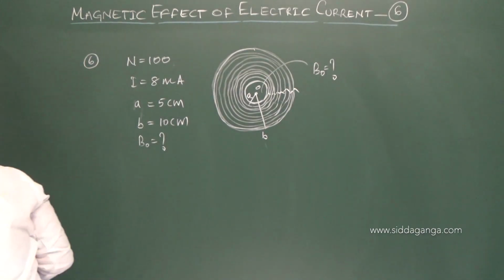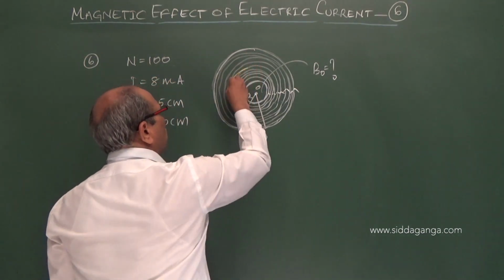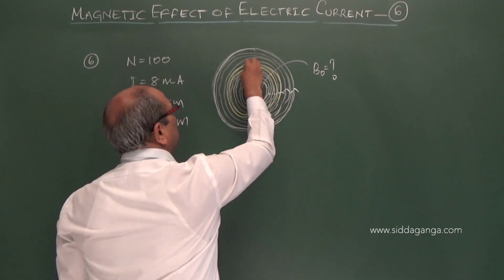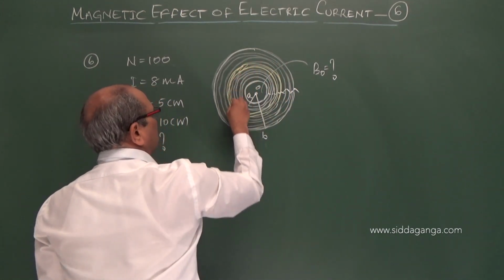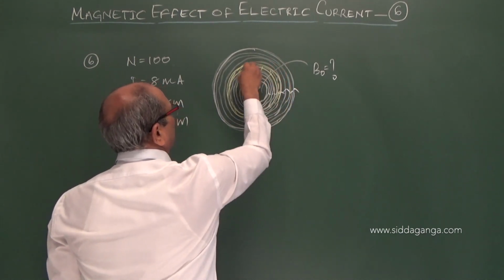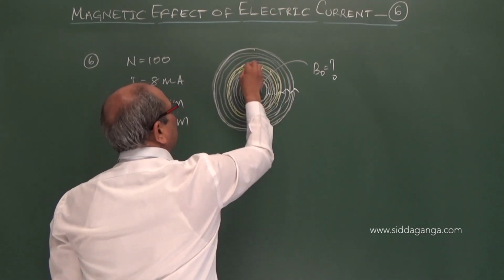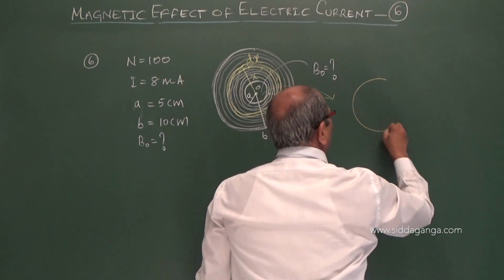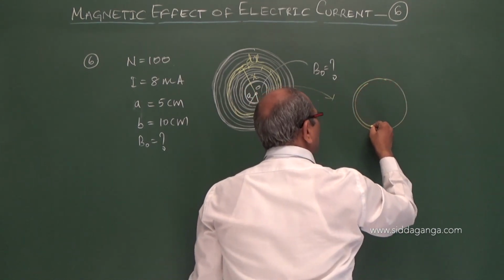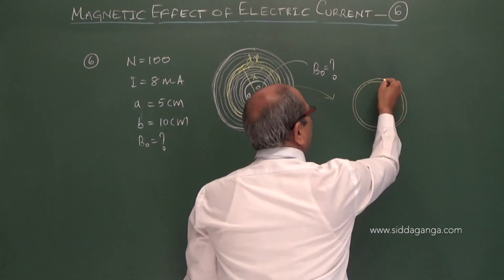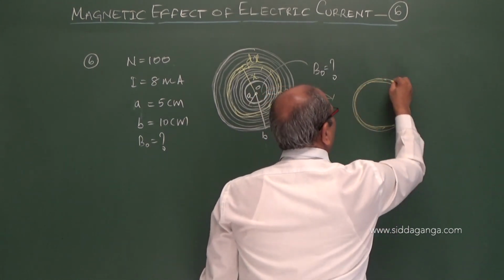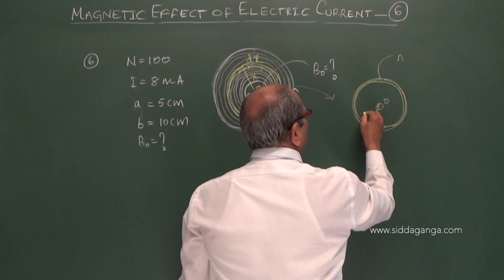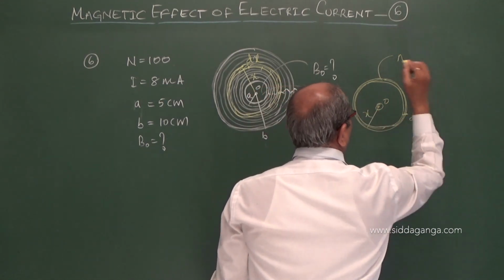To go for that, let us imagine a small thickness of the loop. A small thickness of the loop I am taking out from here, of thickness dx. I have taken a small thickness of the loop containing some number of turns, I do not know, the number of turns in this may be n. From the center its distance is x and its thickness is dx.